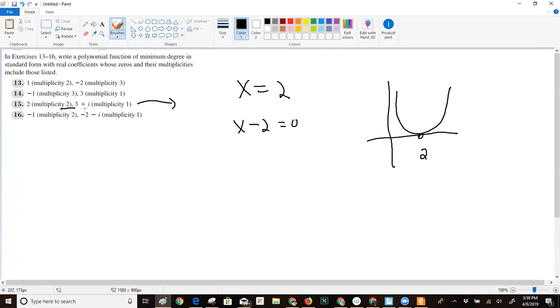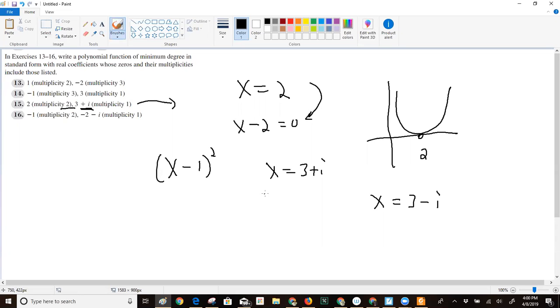And then they're telling me this complex 0 is a 0, and it has multiplicity 1. So how do you deal with that? Well, one thing you need to remember is that when I have a complex 0, that's coming from a square root of a negative number, and complex zeros always occur in conjugate pairs. So if x equals 3 plus i is a 0, that also means that x equals 3 minus i is a 0.